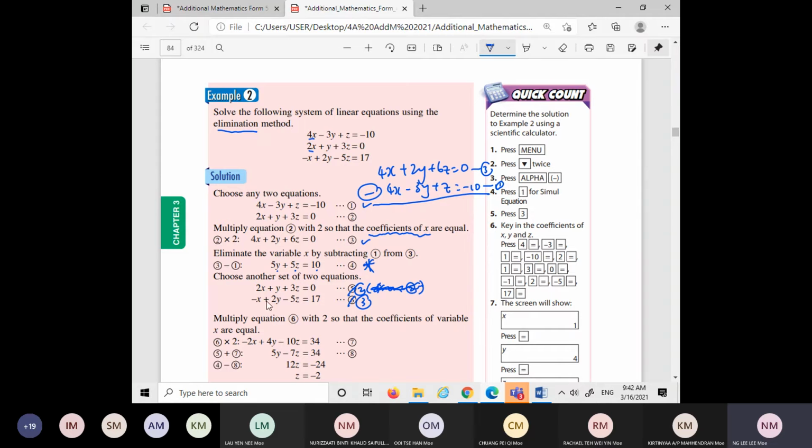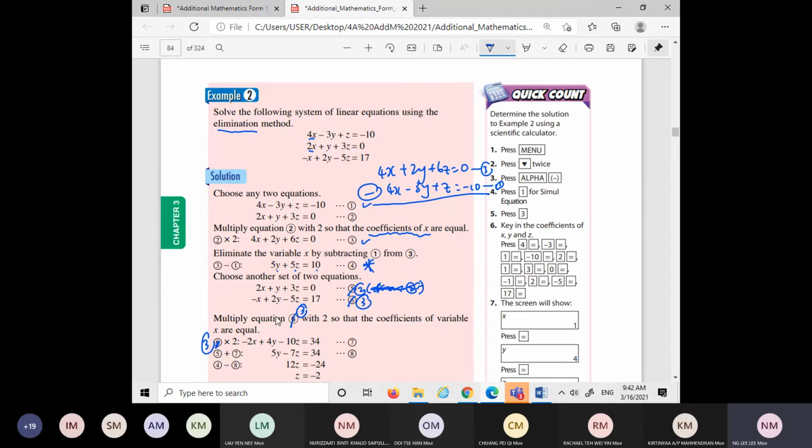Okay, so same thing. I want to eliminate the x. But the x has different coefficients. So I'm going to multiply the third equation with 2, so that the coefficients of the variable x are equal. Okay, so after I multiply with 2, this is what I get. Then you label it as 7.